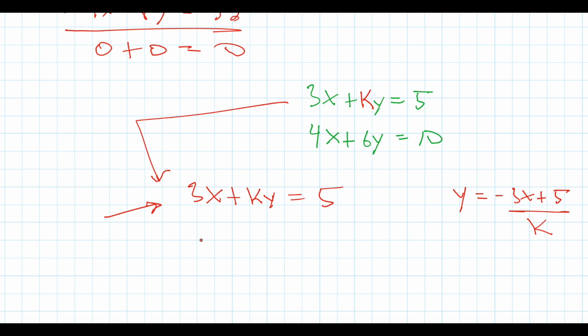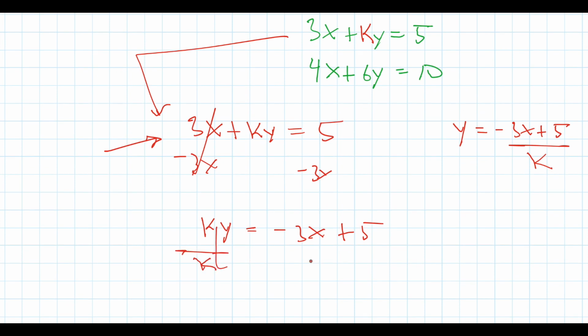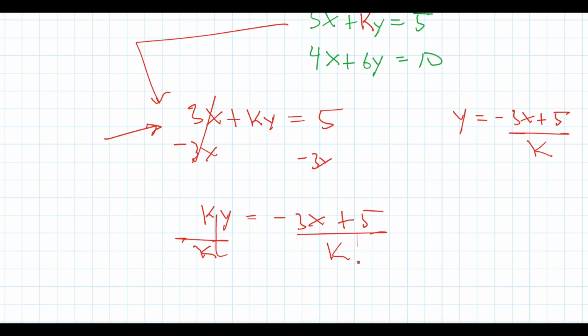Let's see if you're right here. So you have minus 3x, minus 3x, so you have ky equals negative 3x plus 5. You are right. Okay, that's good. So I'm going to rewrite that as y equals negative 3 over k x plus 5 over k. Good.